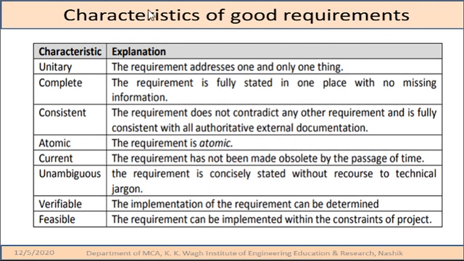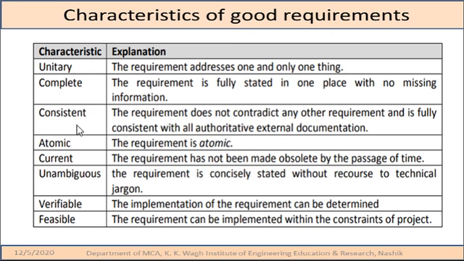Let's discuss the characteristics of a good requirement. The first characteristic we consider is unitary. That means the requirement addresses one and only one thing at a time, which is good if we focus on requirements one by one. The second characteristic is that the requirement should be complete. It should be fully stated in one place with no missing information. That type of requirement is called complete.